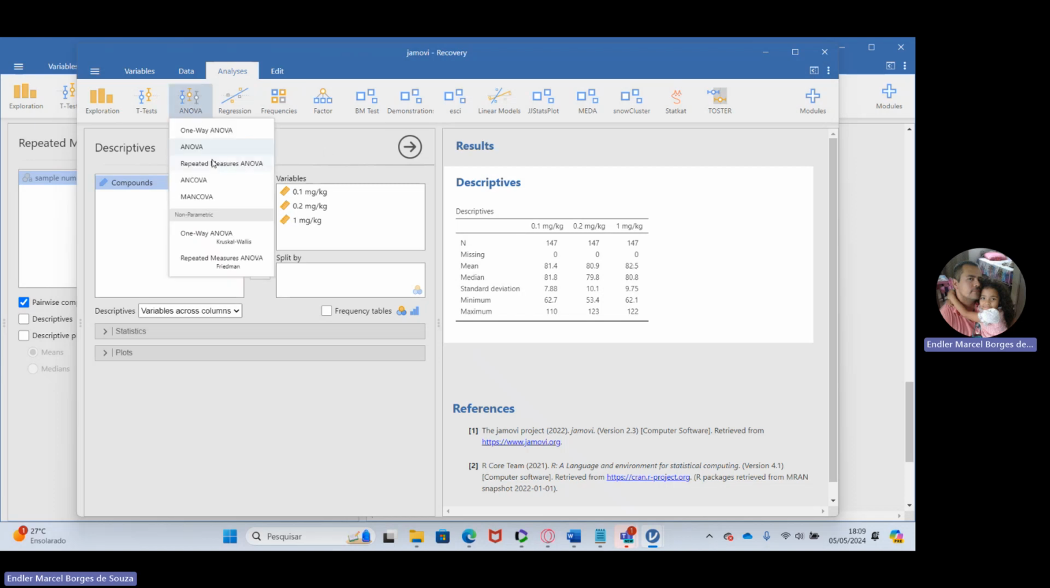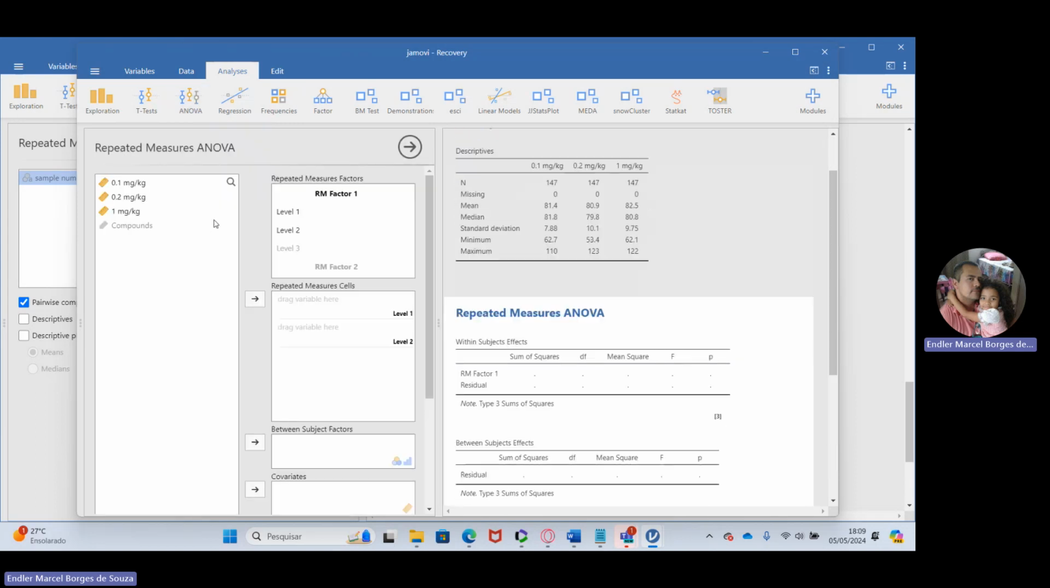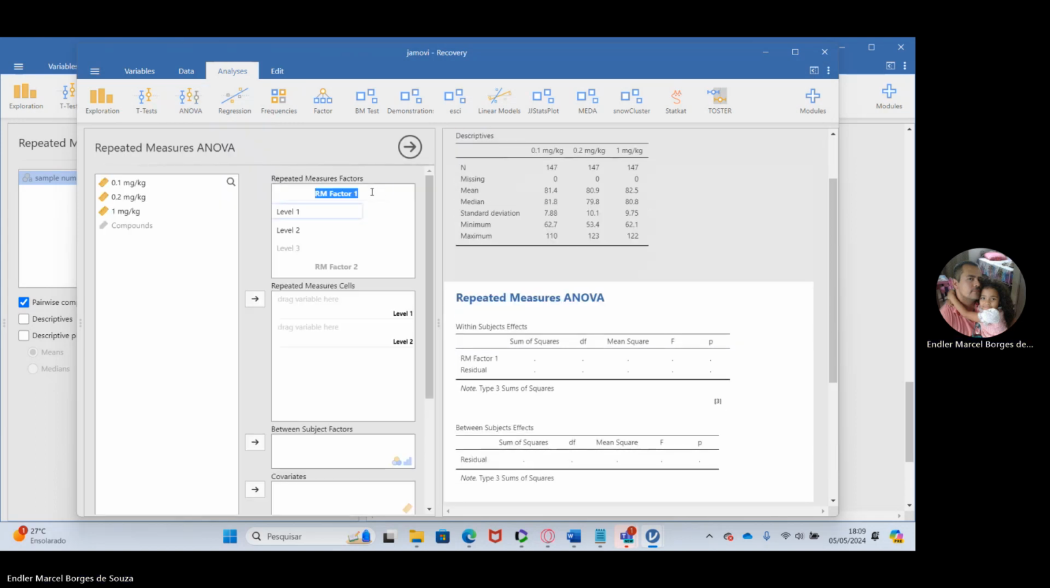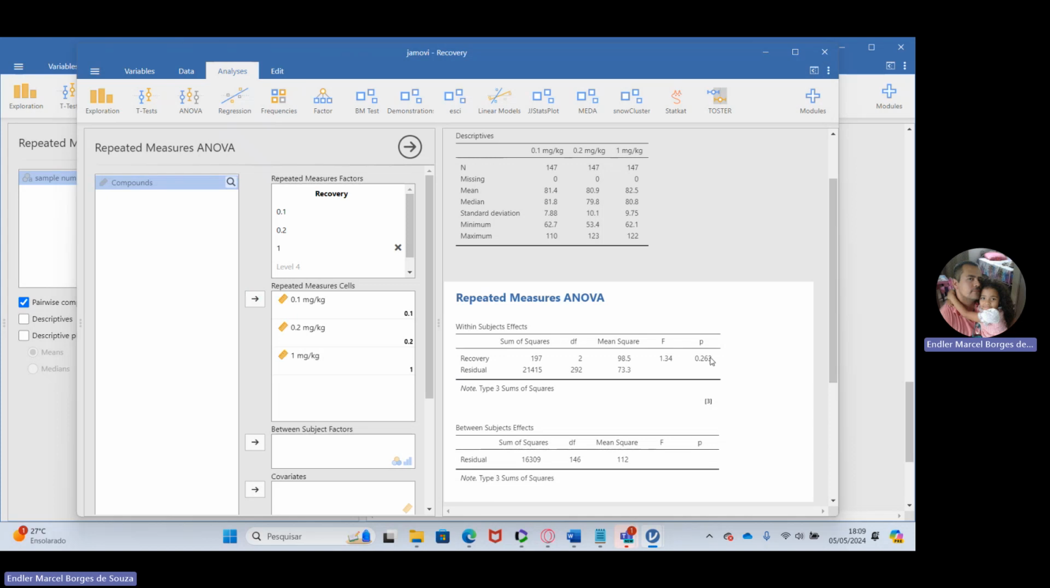So we go to ANOVA, repeated measures. I will insert the factors. I am working with recovery, and I have here the fortification levels. I have my fortification levels. I will add my variables, and the repeated measures ANOVA has shown me that there is no difference between the recovery at the three fortification levels.